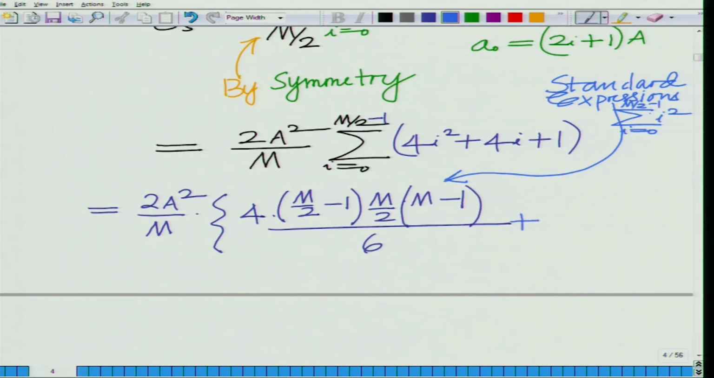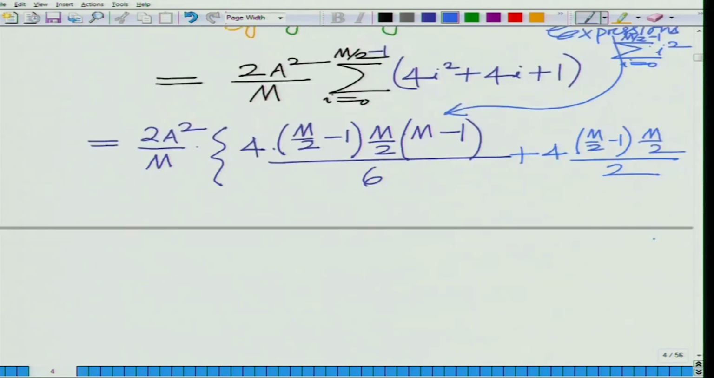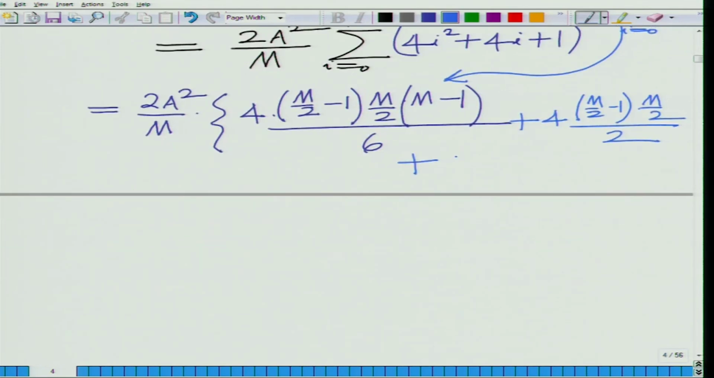Plus 4 times summation I. Summation I from 0 to n is n into n plus 1 divided by 2. So, from 0 to m by 2 minus 1, it is m by 2 minus 1 into m by 2 minus 1 plus 1, that is m by 2, divided by 2. Plus the summation of 1, from I equal to 0 to m by 2 minus 1, is simply m by 2, that is 1 added m by 2 times. So, that component is simply m by 2.